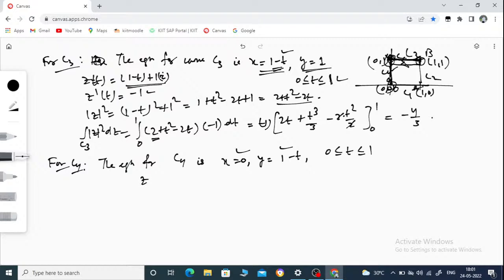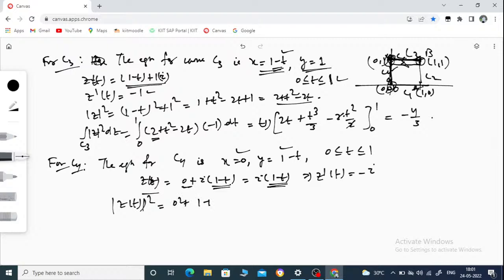So what is z in terms of t? This will be 0 plus i times 1 minus t. Then z dash t will be the derivative of this, which is minus i. So this is z of t, this is z dash t. Then what is mod z of t square? Z of t is 0 plus i times 1 minus t, so this is 0 square plus 1 minus t square, which is 1 minus t whole square, or you can say this is 1 plus t square minus 2t.